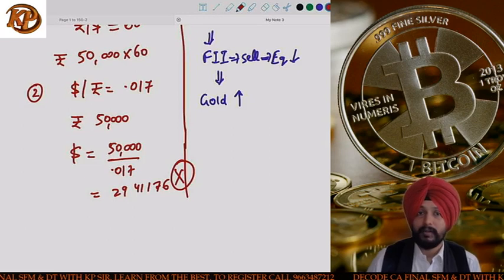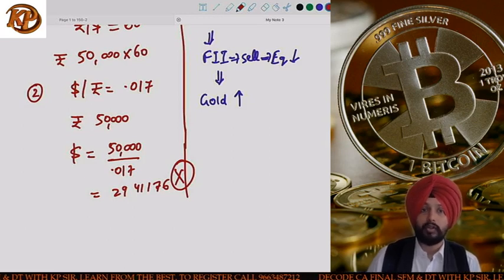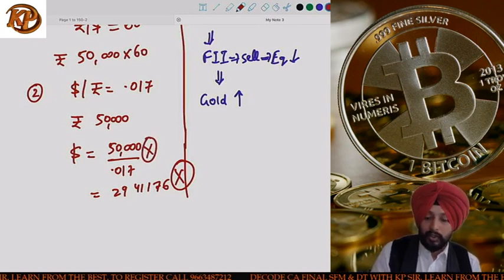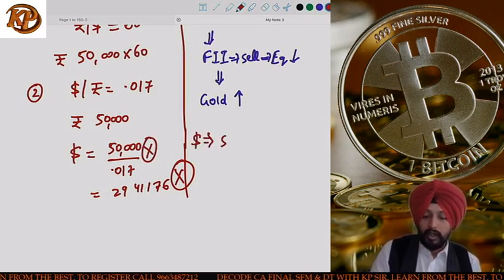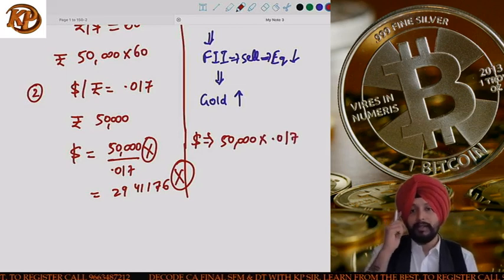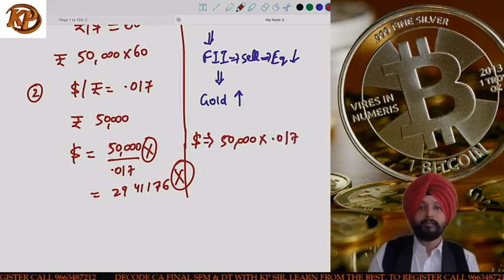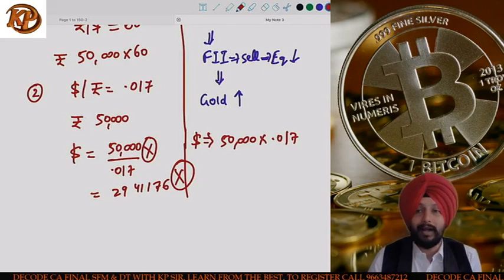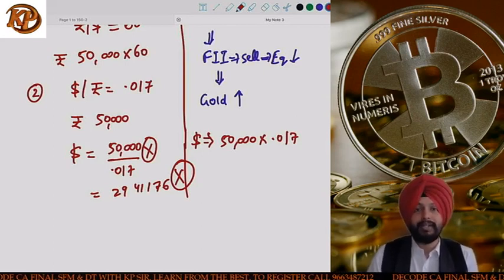Correct? No. So obviously we won't get so many dollars on conversion, which means I have made a mistake in my computation. What I should have done, for getting dollars, is multiply. Because what you have in your mind is that for conversion, sir, I should do something that gives me a smaller answer, because by giving rupees, I will get fewer dollars.